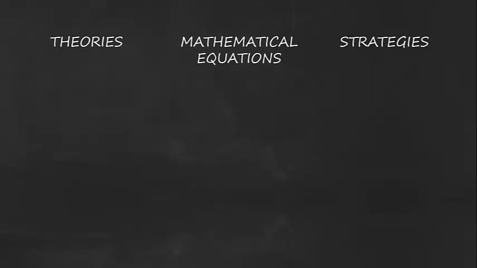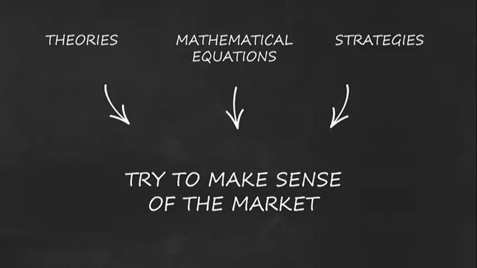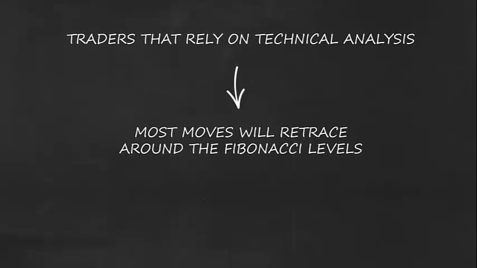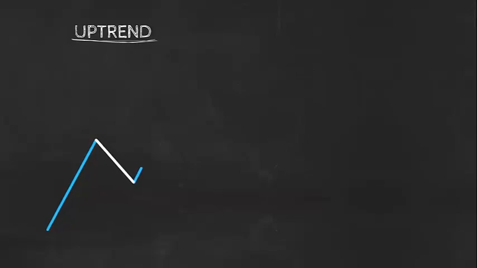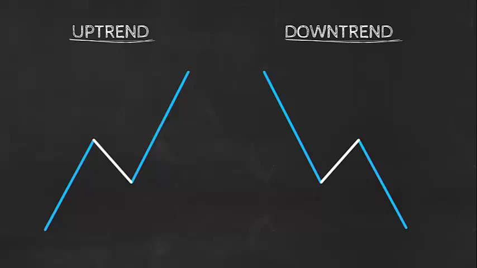There are many theories, mathematical equations and strategies out there that try to make sense of a market that is largely speculative. However, it is widely accepted among traders that rely on technical analysis that most major moves will retrace around the Fibonacci levels, and more specifically around the 50% level of the move. So in an uptrend, a price will retrace down a certain percentage of the move before continuing its long upward movement. Likewise, in a downward trend, the price will move up a certain percentage before continuing its long-term downward movement.